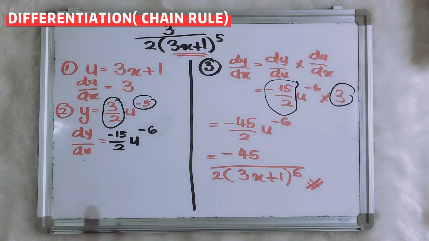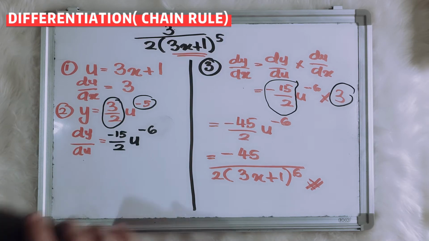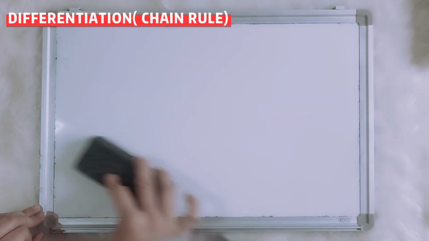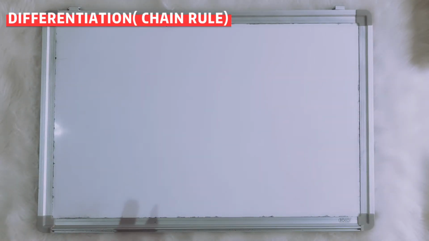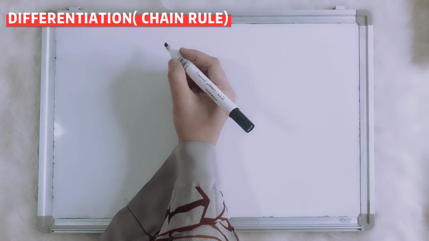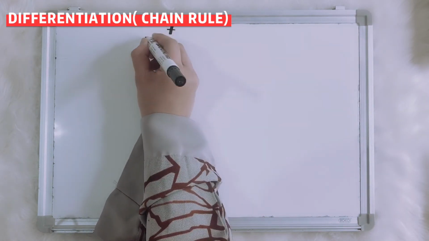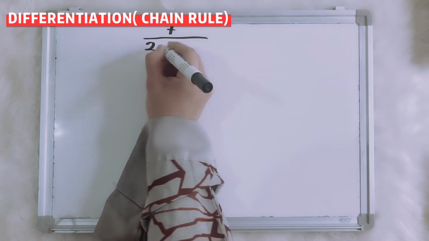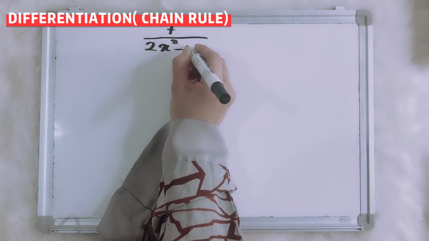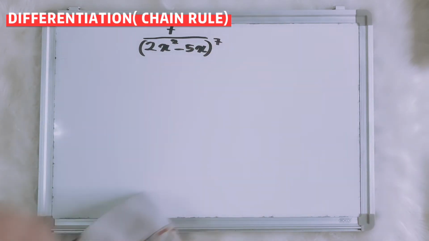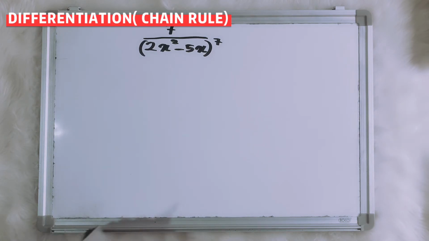Some people call this the chain rule, and some people call it the first derivative. Okay, one more. Let's say I give you 7 over (2x squared minus 5x) to the power of 7. How? Same thing, we have three steps.